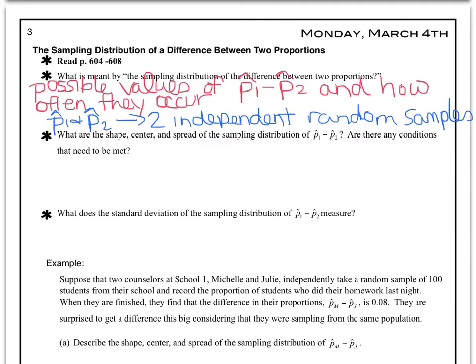So since we're talking about the sampling distribution of the difference between two proportions, let's talk about the shape, center, and spread of that distribution, because you're going to need to know the shape, center, and spread, or information about it, in order to correctly do our inference procedures. So, the shape, center, and spread of the sampling distribution of p hat 1 minus p hat 2. First, I want to make sure we understand what p hat 1 and p hat 2 are.